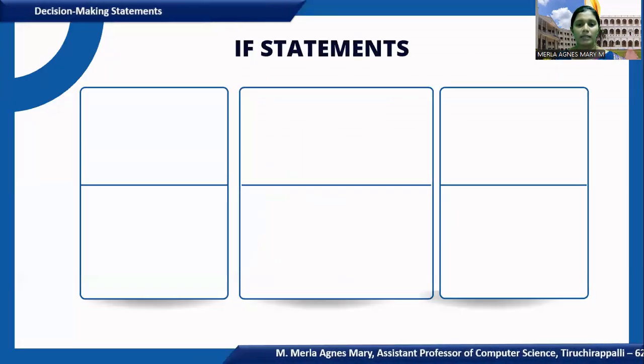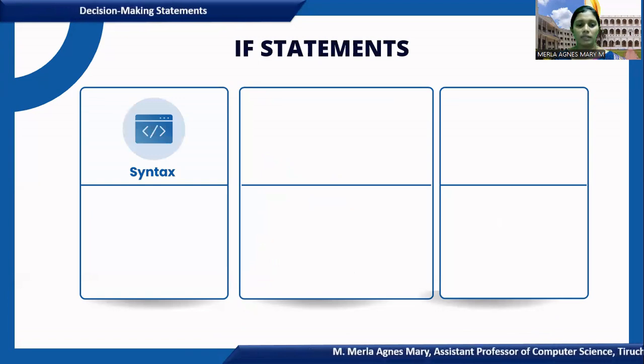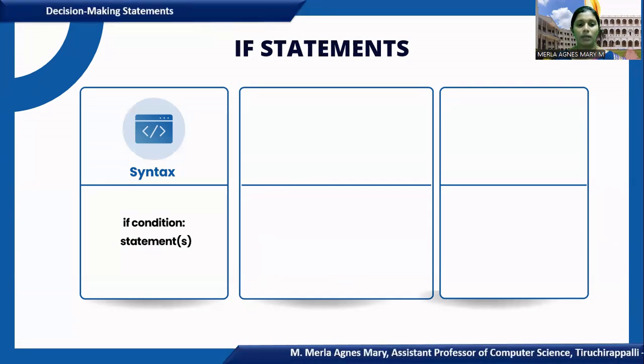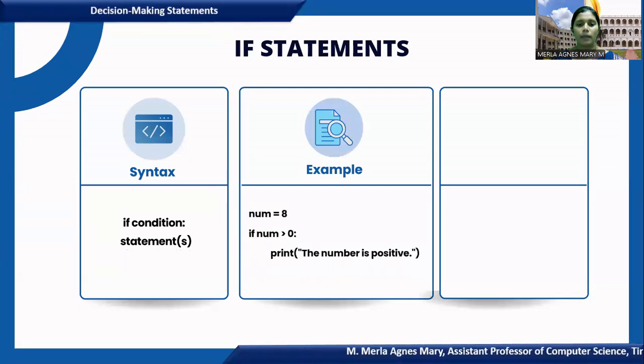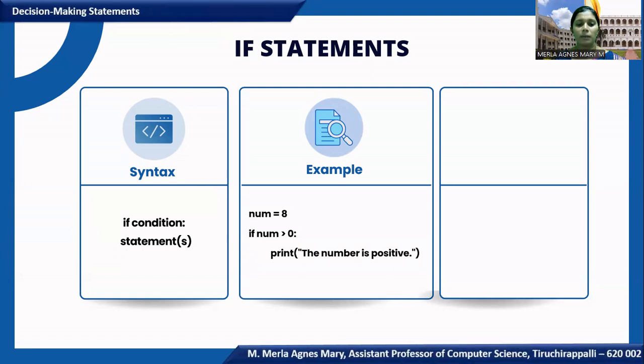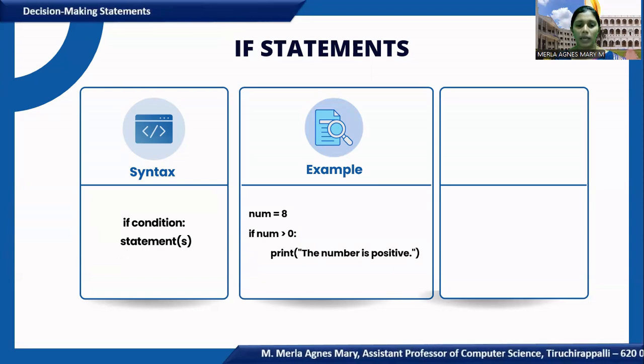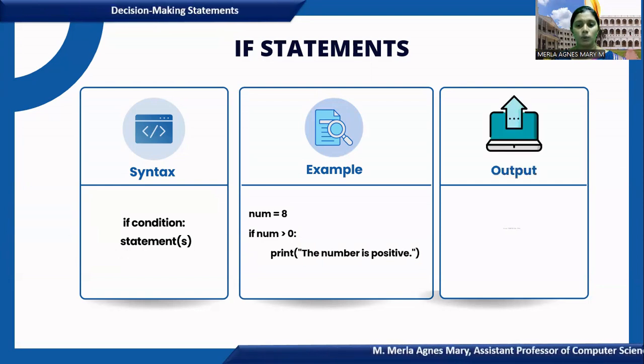Let's see syntax, example, and output. So first we see the syntax. The syntax of the if condition is: first we need to give the if, then the given condition, then the statement. Let's see an example. First, we initialize number equal to 8. If the number is greater than 0 is the condition. If the condition is true, the statement "the number is positive" will be printed. Here we initialized number equal to 8, so the condition is true, and it will print "the number is positive". So the output we got is "the number is positive".